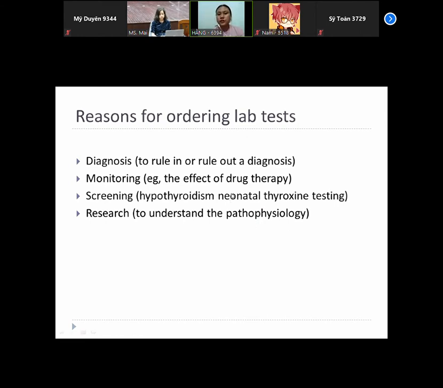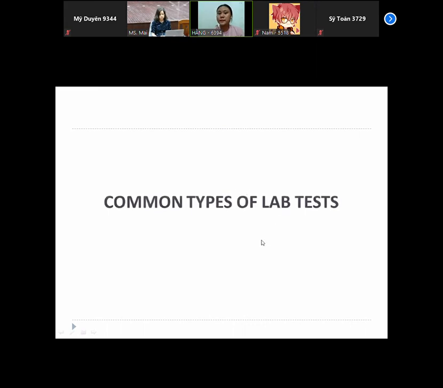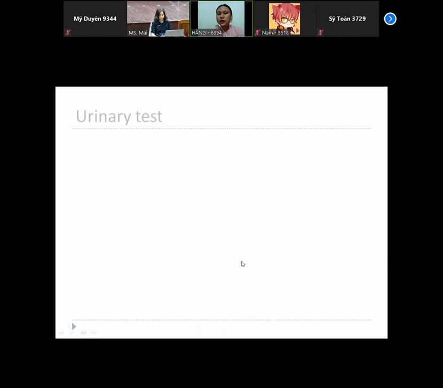We will continue with another part of our seminar: common types of lab tests. Now I will show you a really common lab test. That is the urinalysis test.